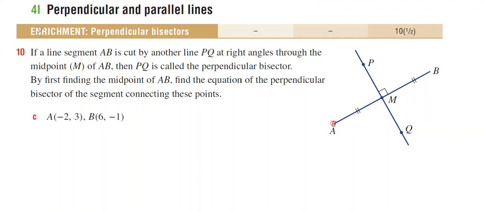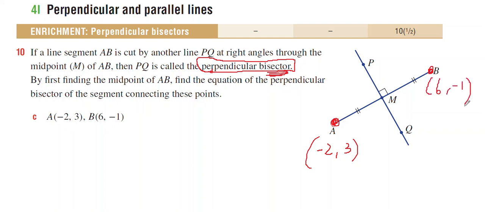Okay, so this is for question number 10. We're looking for the equation of the perpendicular bisector. That is a line that is perpendicular and goes through the middle of another line. So the line we have is A to B, and the coordinates of A are -2, 3, and the coordinates of B are 6 and -1.